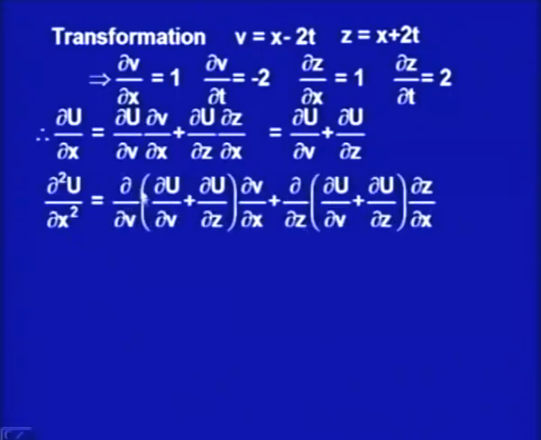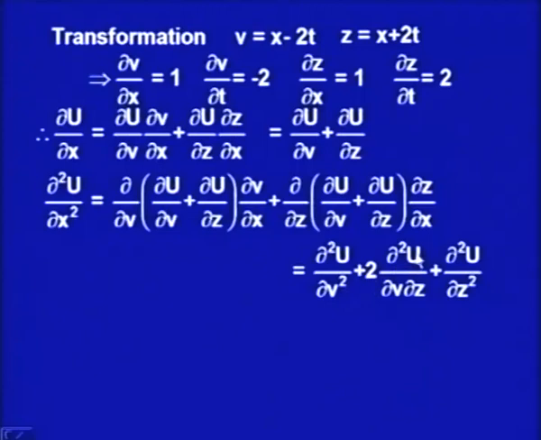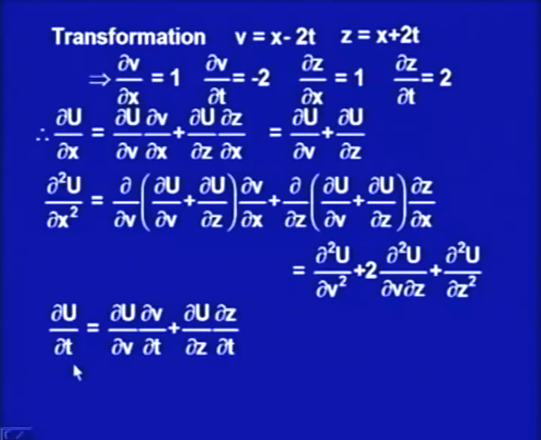Again, the second derivative simply says differentiate this with respect to x again. Again, we would use the chain rule, that is del upon del v of this whole function, del u upon del v plus del u upon del z, times del v over del x, plus the derivative with respect to z of this whole function, del u upon del v plus del u upon del z, times del z over del x. Now, again del v over del x and del z over del x are nothing but 1. So, we would get del 2 u over del v 2 plus 2 times del 2 u over del v del z plus del 2 u over del z 2. Since we had assumed that our function u is continuous in x and t, that guarantees that del 2 u over del v del z and del 2 u over del z del v would be the same.